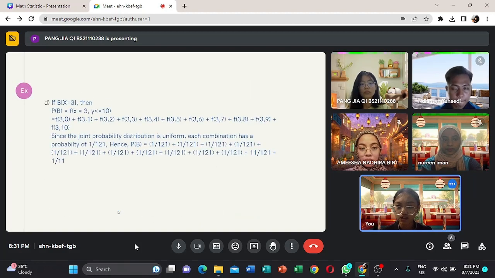Question D is also similar to the previous question, but it's just that the event B is X equals to 3. Therefore, we will sum up all the joint probability distribution that equals to this event. So the probability of B is equal to 1 over 11. That's all from me. I will pass to the next presenter.